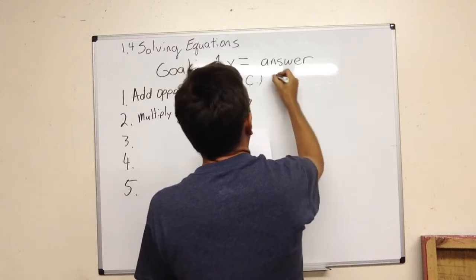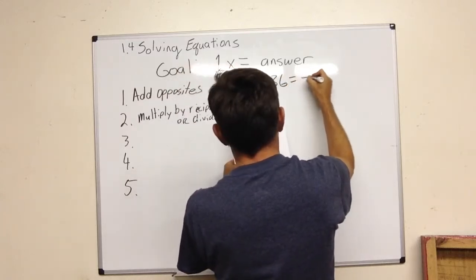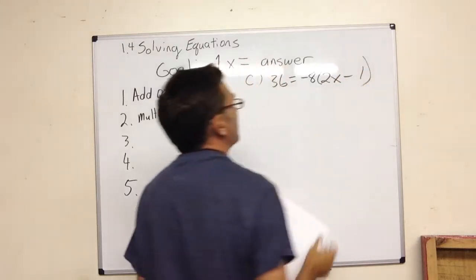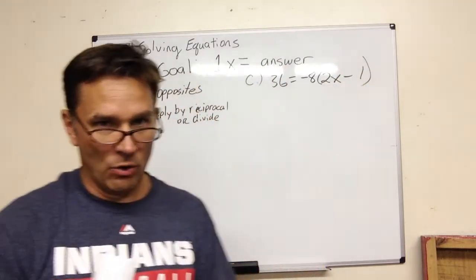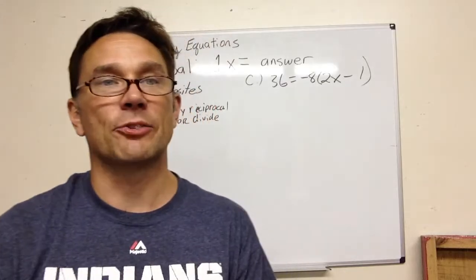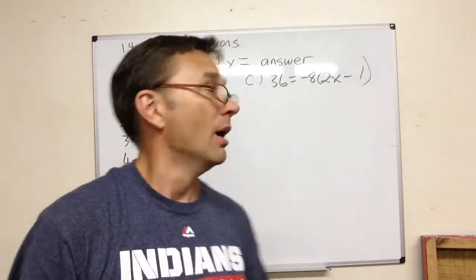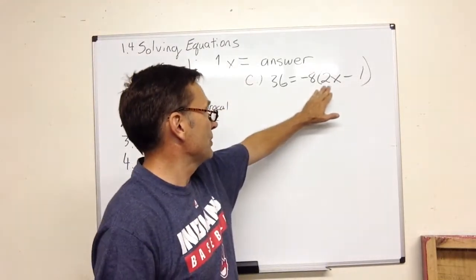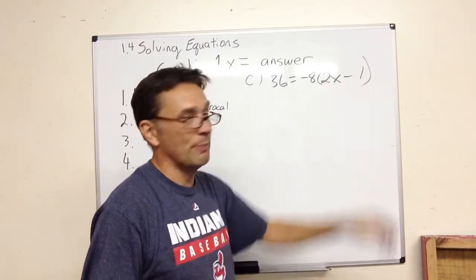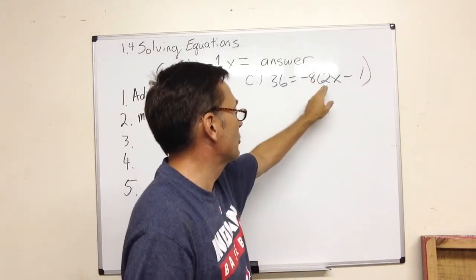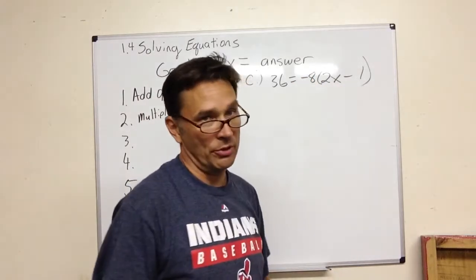Problem C. 36 equals negative 8, parentheses, 2x minus 1. Now, hopefully you see something different about this problem. And I apologize for the glare. I'm still working on my production videos here. But it's 36 equals negative 8, parentheses, 2x minus 1. Now, as you remember, this negative 8 is being distributed to these two numbers.